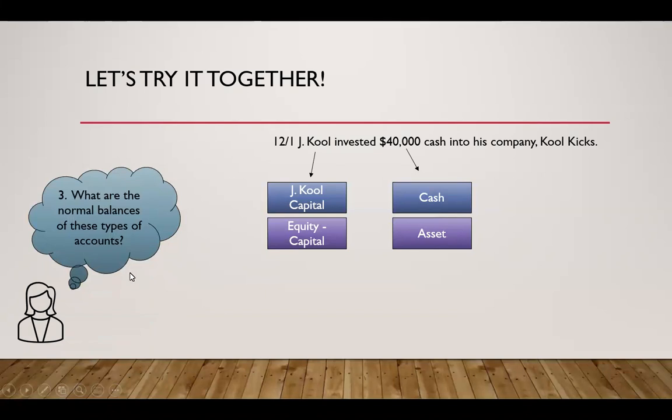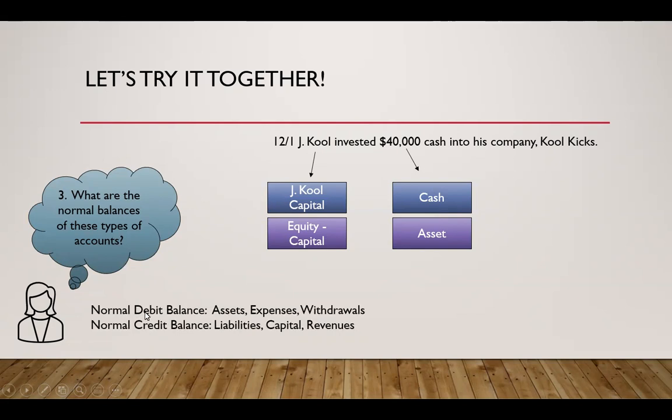For the next question, what are the normal balances of these types of accounts? And I have a little chart here to help you to remember. Assets, expenses, and withdrawals all have normal debit balances. That means we're going to be using a debit to increase, a credit to decrease. Liabilities, capital, and revenues, well, these accounts all have normal credit balances, meaning we're going to use a credit to increase and a debit to decrease.